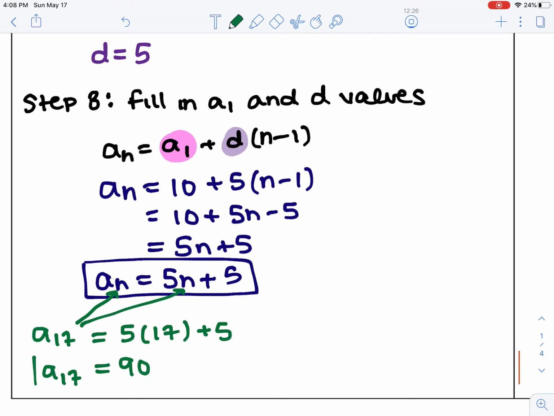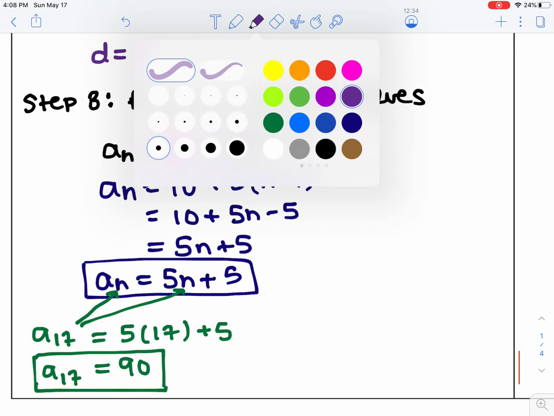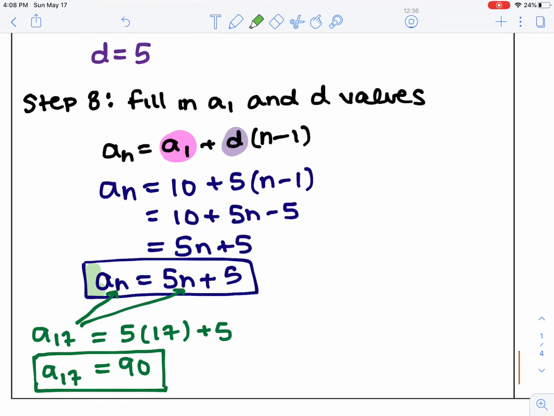So here we've concluded both parts of the example. We have found that the explicit equation, or the explicit formula, is a sub n equals 5n plus 5, and then we used that to calculate a sub 17.